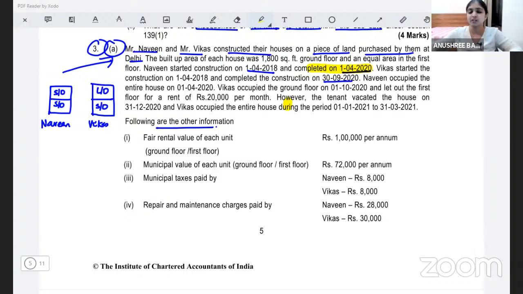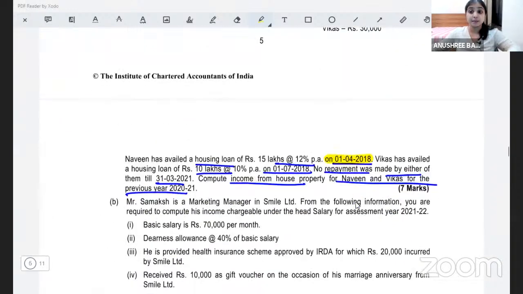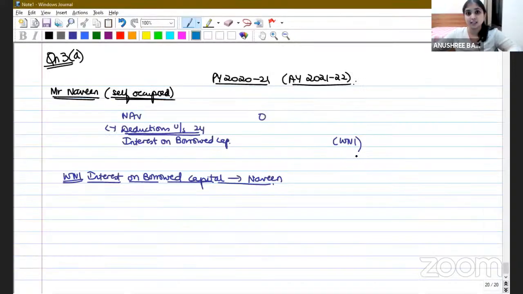Does any concept strike your mind? Think and tell me. Anybody? Any concept over here? He has completed the house on 1st April 2020, but before that itself, on 1st April 2018 itself, he borrowed a loan. So definitely he's going to have pre-construction interest in this question. We have pre-construction interest as well as current year interest.